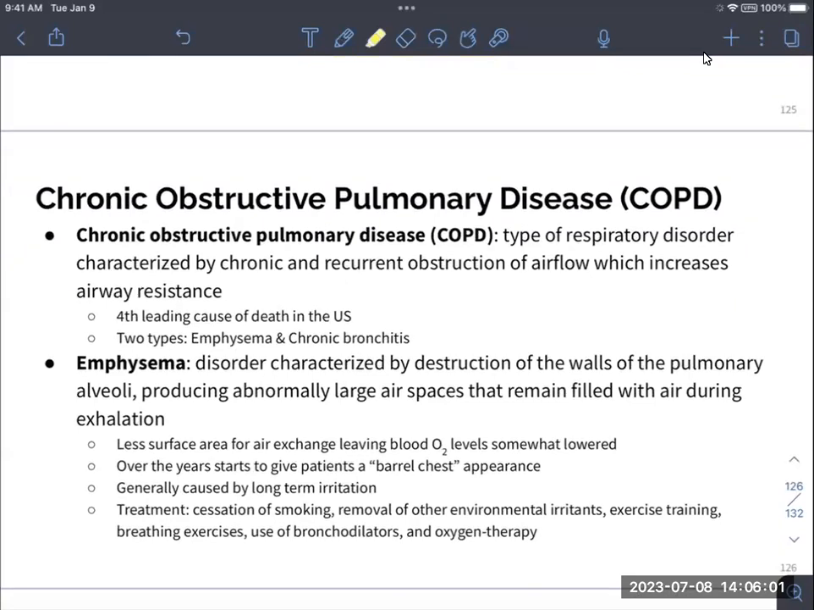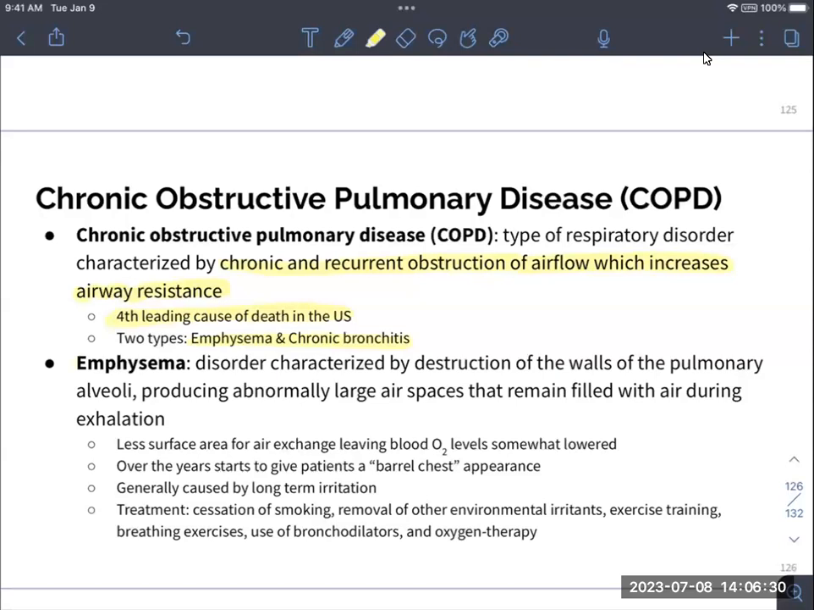Chronic obstructive pulmonary disease, or COPD. This is where people have chronic and recurrent obstruction of the airway, which is going to increase that air resistance, so it makes it harder to breathe. This is the fourth leading cause of death. We have emphysema and chronic bronchitis as the two types of chronic obstructive pulmonary disease.